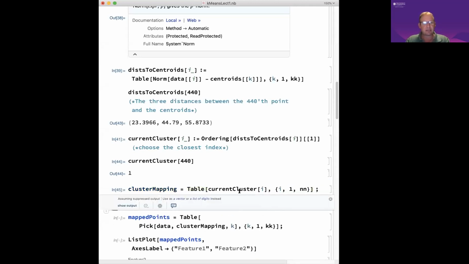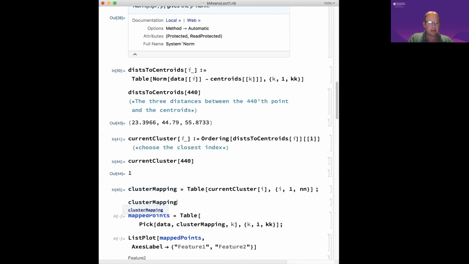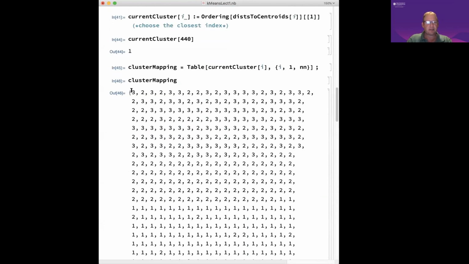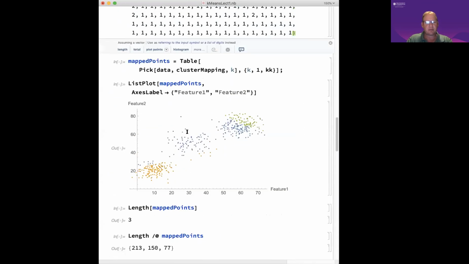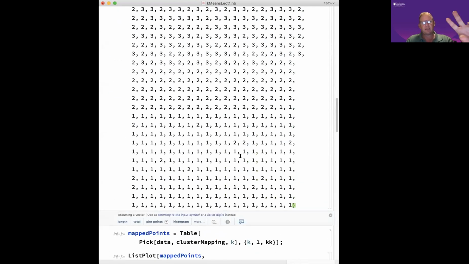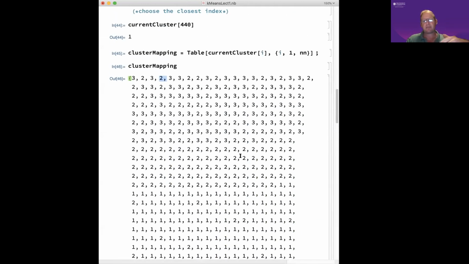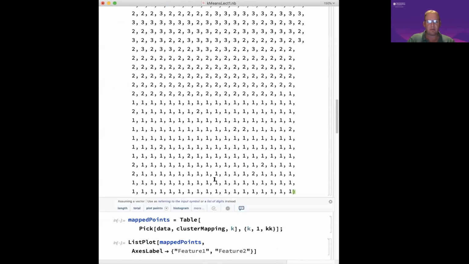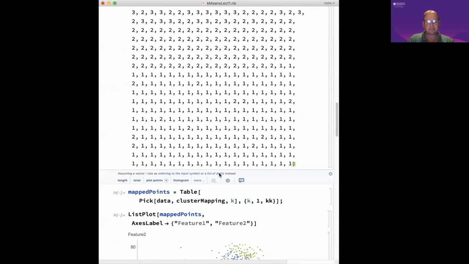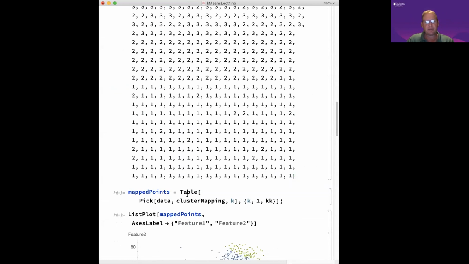Now we can apply this current cluster to all the points, and that gives us this cluster mapping. This is actually our clustering. It says first point you're in cluster 3, second point you're in cluster 2, third point you're in cluster 3, and so on up to the last point. There seem to be some patterns here because we didn't shuffle the data when we made it. If we had shuffled it, you wouldn't have all ones at the end and stuff like that.